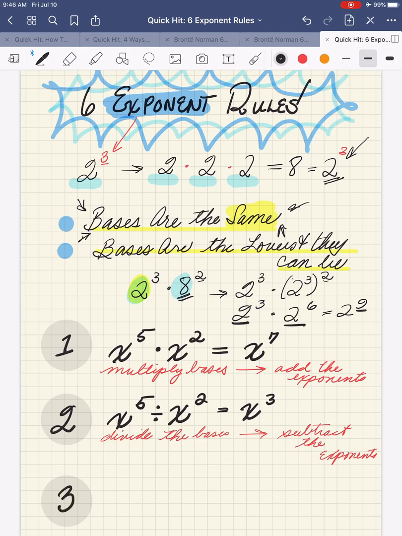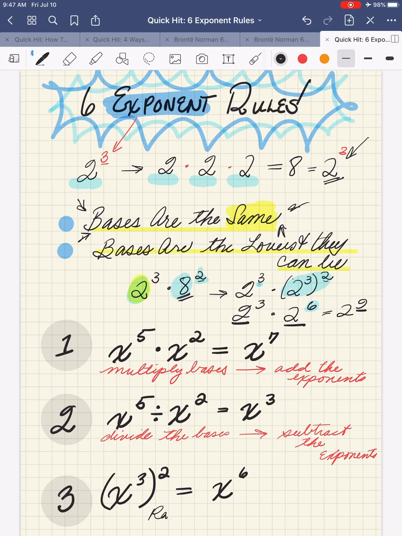Now our third rule is when I have a power raised to another power, I multiply. We actually saw an example of that when I was illustrating the previous concept. We substituted 2 to the third for 8, but notice that's still squared over here. So it's 2 to the third squared. So when I raise a power to another power, I multiply the exponents.